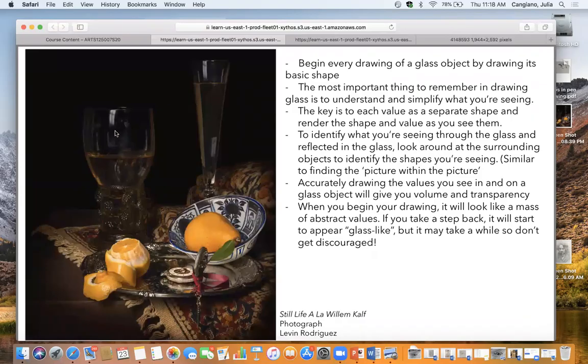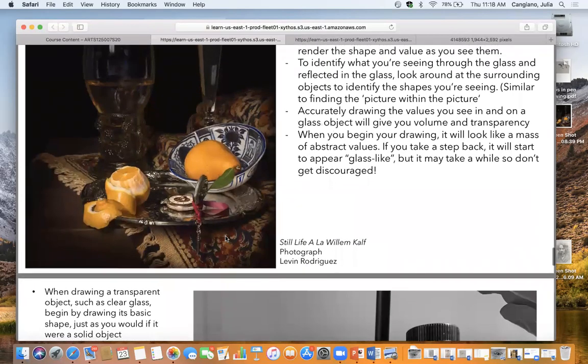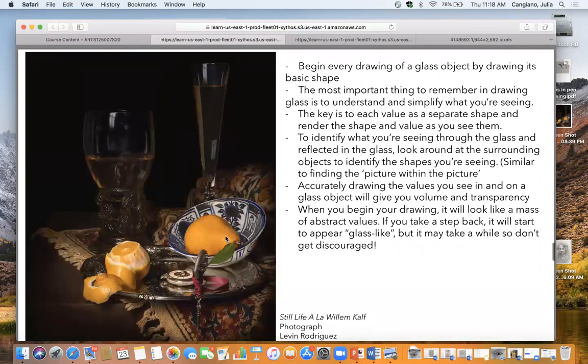The next few images are about drawing clear glass, and it has a lot of similar properties to really reflective metal, but it is different in a lot of ways too. So I have outlined some of the most prominent ways that they're different.